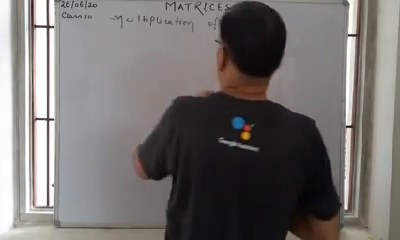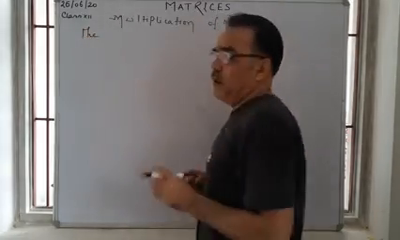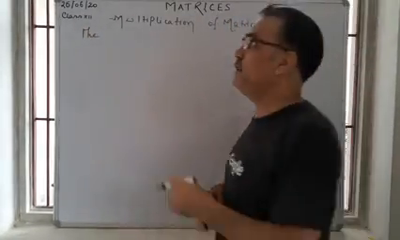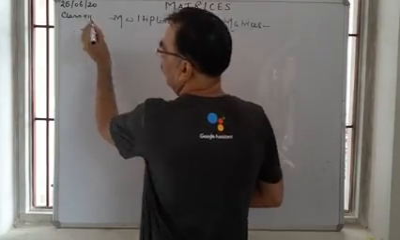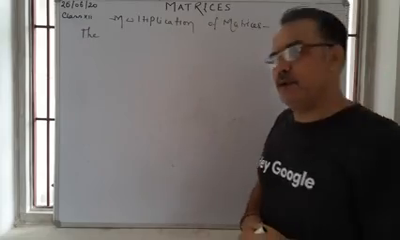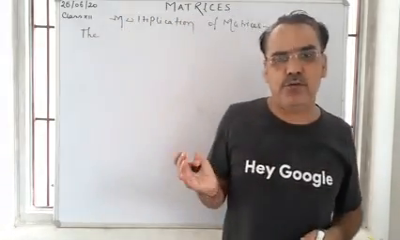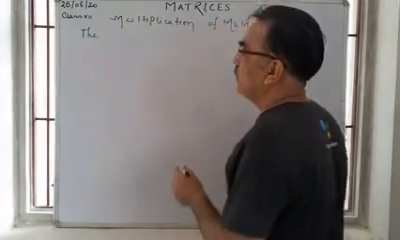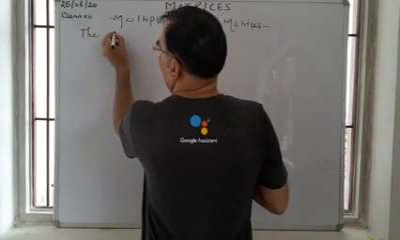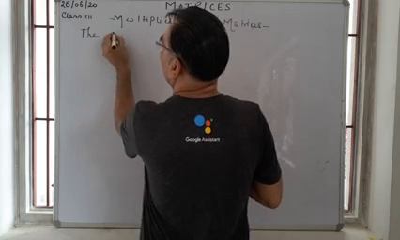Now, multiplication of matrices. The multiplication of two matrices is possible only when the number of columns of the first matrix is equal to the number of rows of the second matrix.